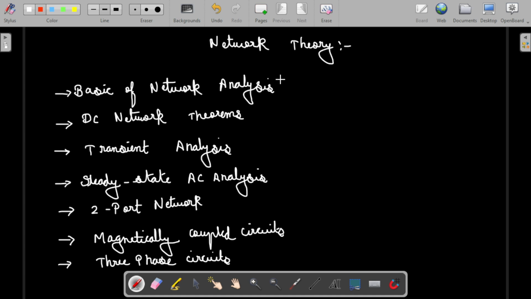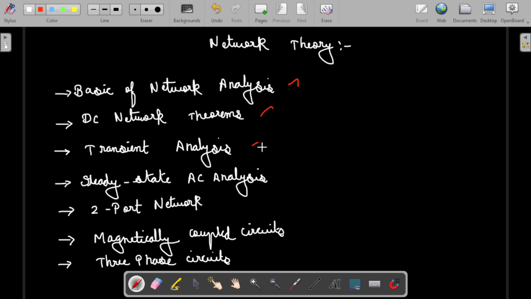So what topics are available? The basics of network analysis. Before that, we will deal with the fundamentals, like what is charge, what is mass, what is power, voltage, current; every fundamental term I will let you know. After that, we will deal with KVL, KCL, and then some DC theorems, like the power transfer theorem and the superposition theorem. Those theorems I will explain perfectly.